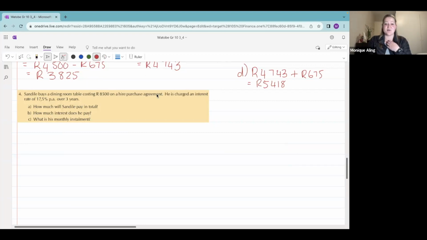Yes, Dan, there's no deposit. Good. So question A, how much will Sandile pay in total? There's no deposit, there's no upfront payment. What are we going to do? We can pretty much skip step 1, skip step 2, because there's no deposit involved. So what is step 3?